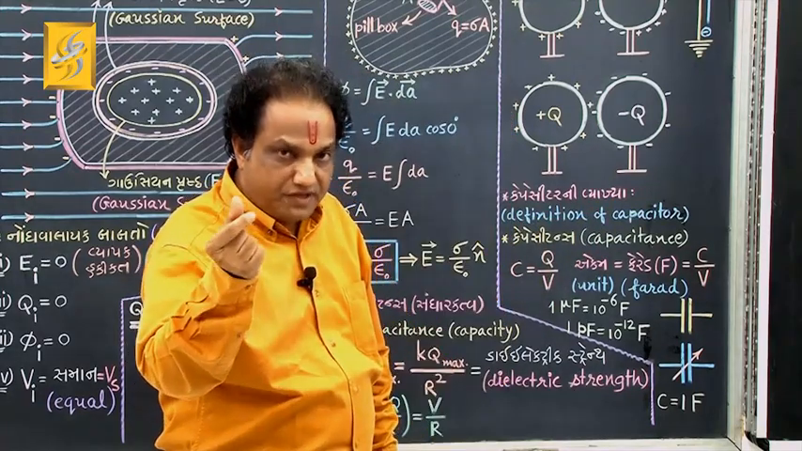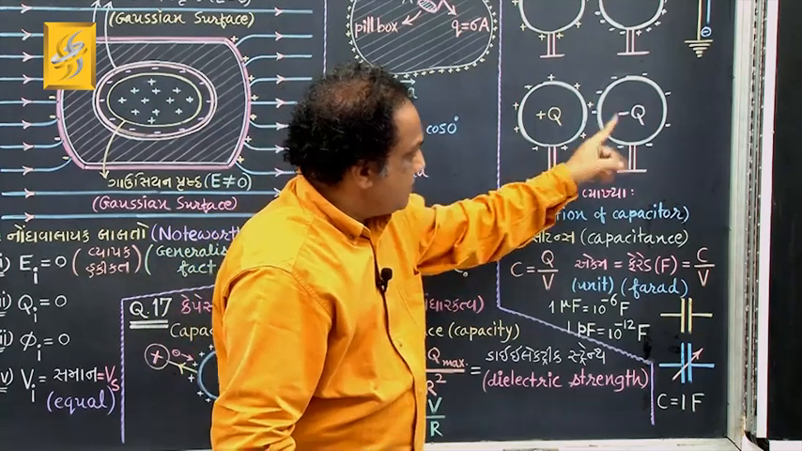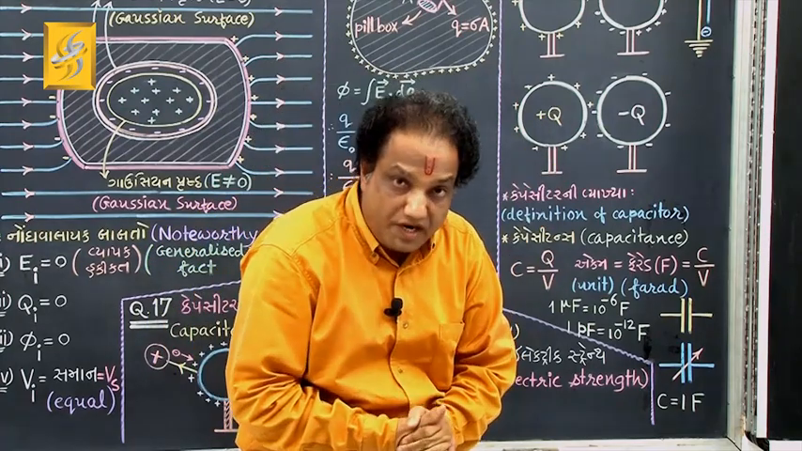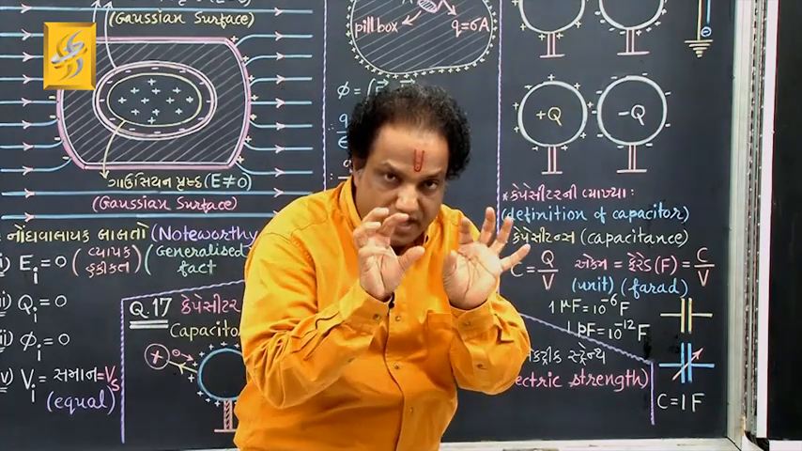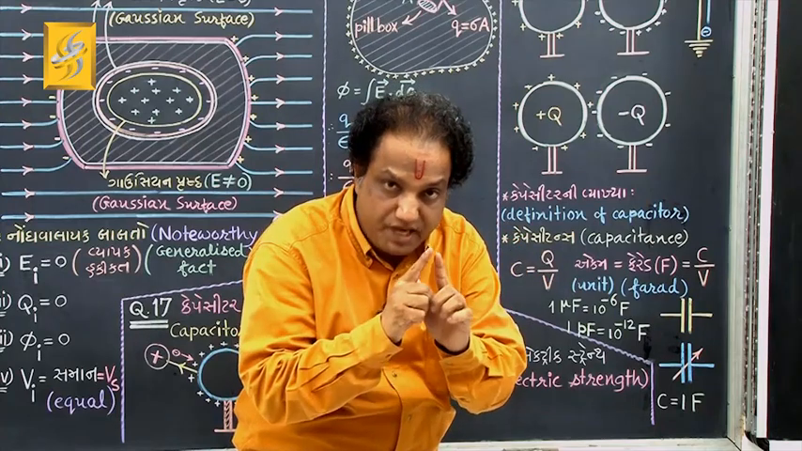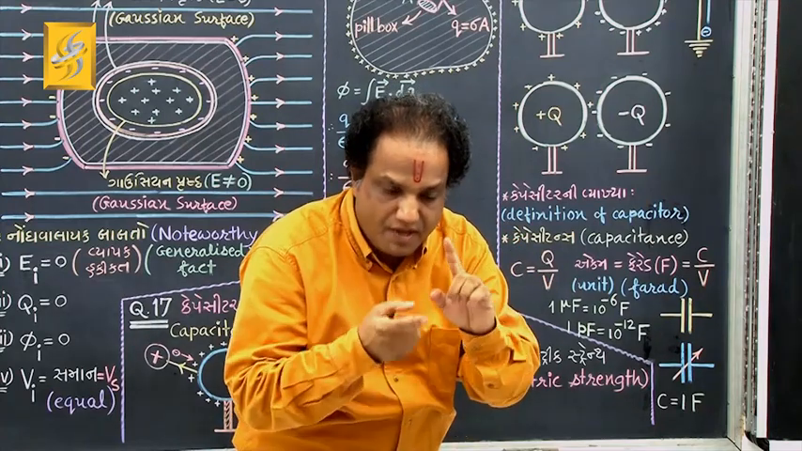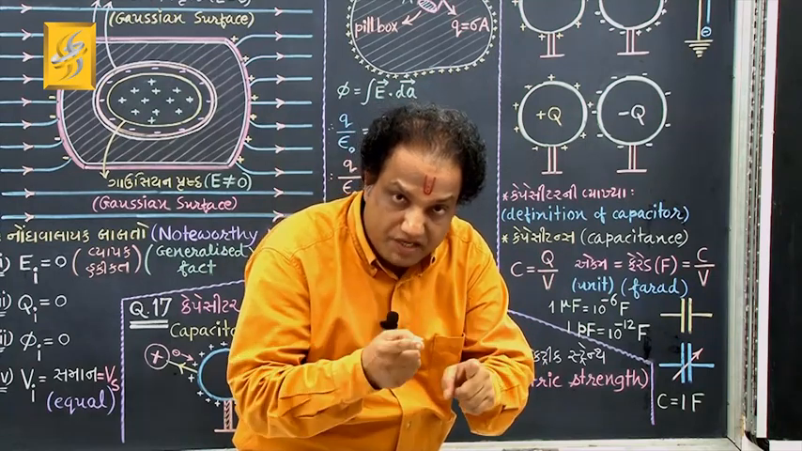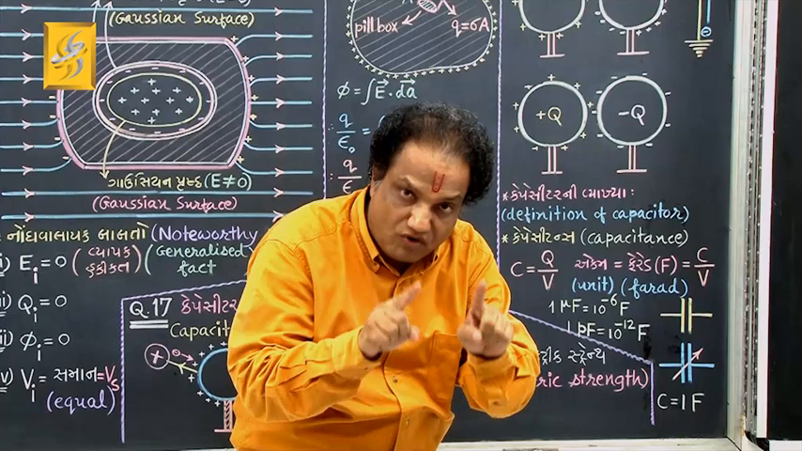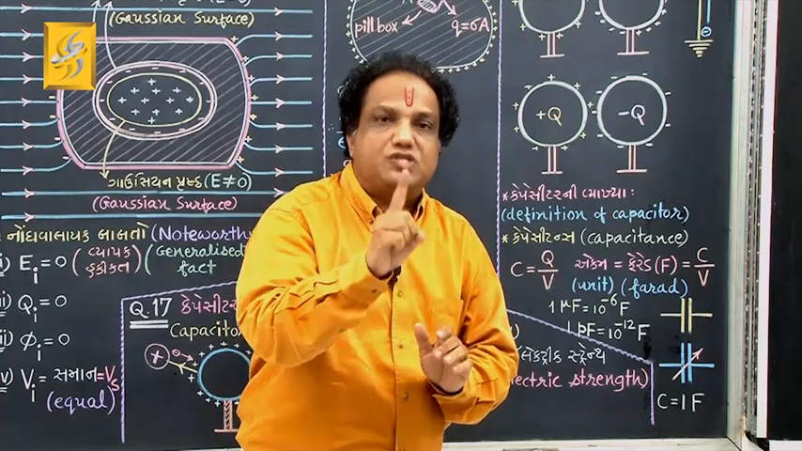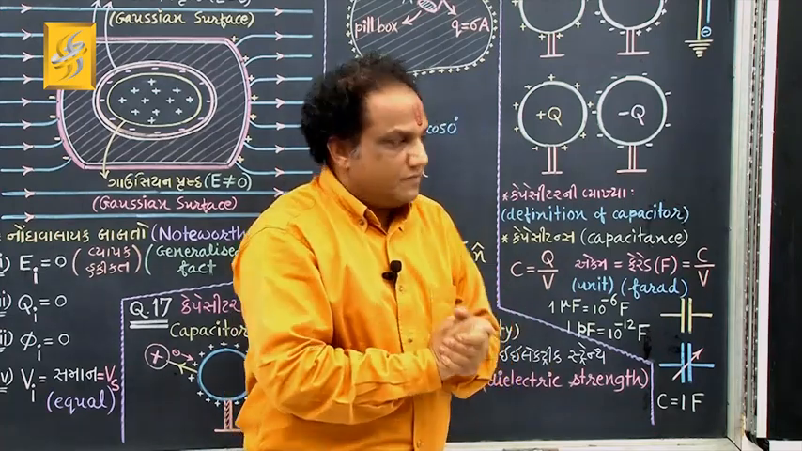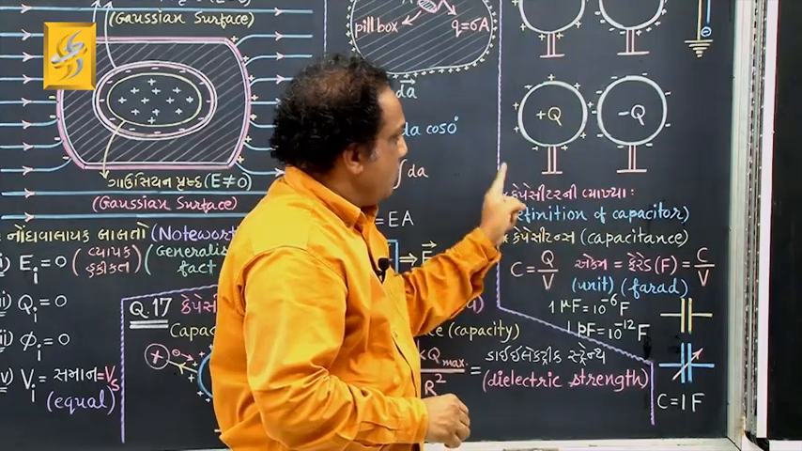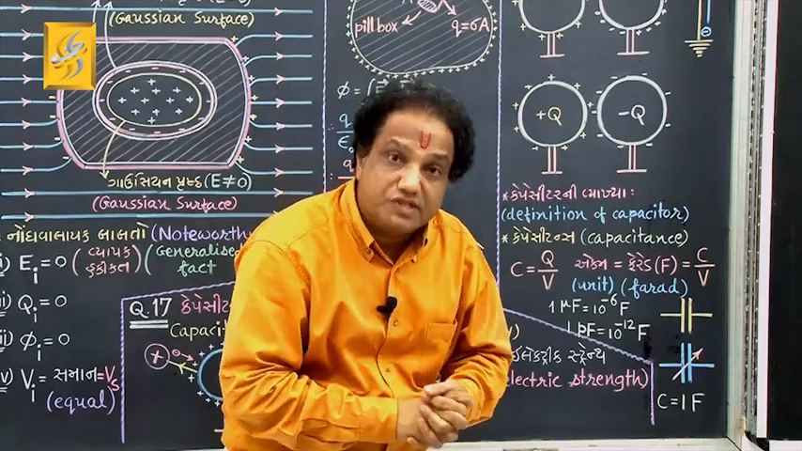So such a system, from now onwards, we will regard as a capacitor. How would you define it? A system made up of two conductors placed near to each other but separated from each other, having arbitrary shape and volume but having equal amounts of opposite charges, is known as a capacitor.